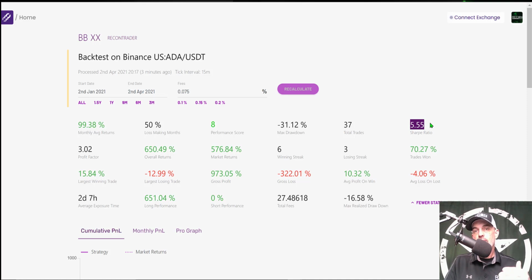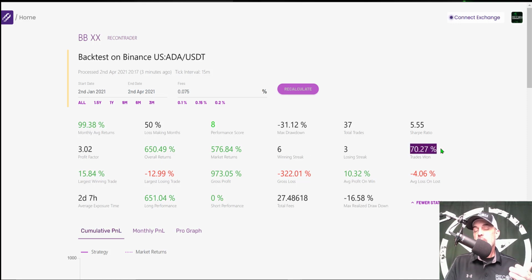Sharpe ratio is just over 5. Anything over 1 is acceptable. Anything over 2 is considered good. Profit factor, same rules apply. Anything over 1 is acceptable. Anything over 2 is good. And so a profit factor of 3 is obviously going to be acceptable. We already looked at overall returns versus market returns.